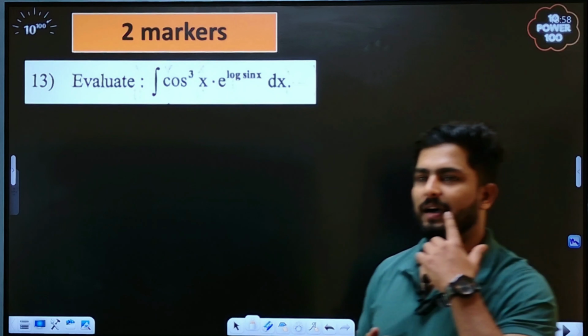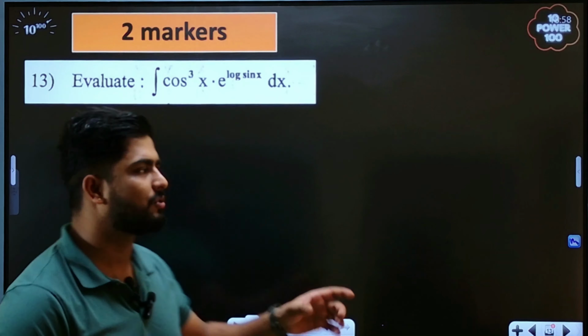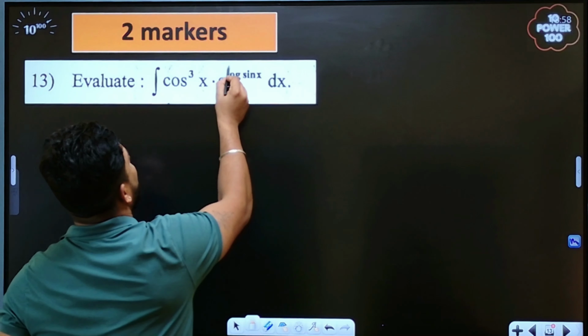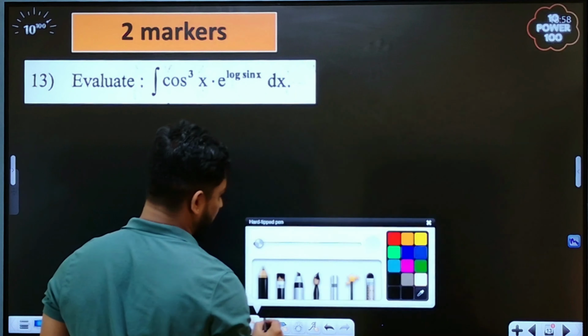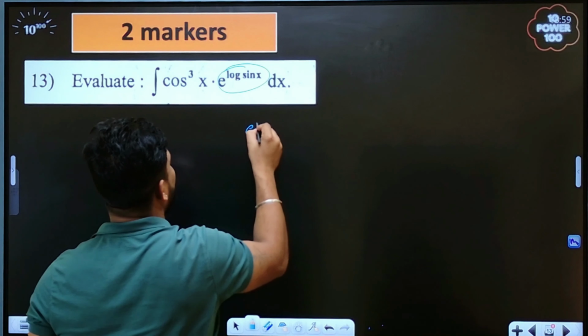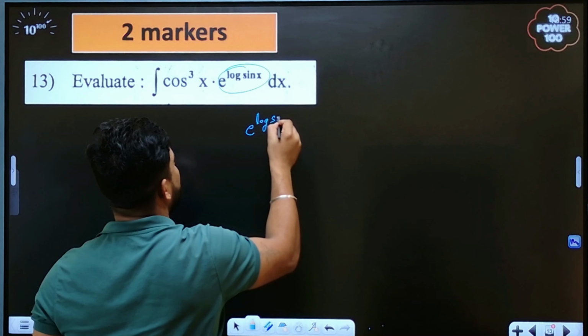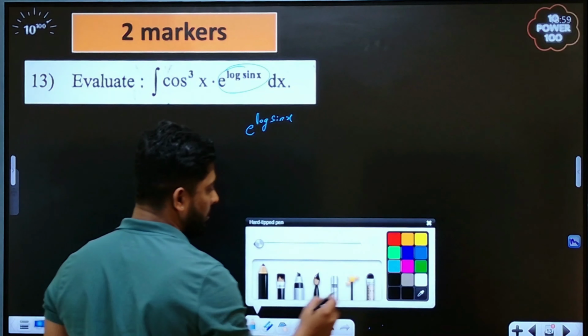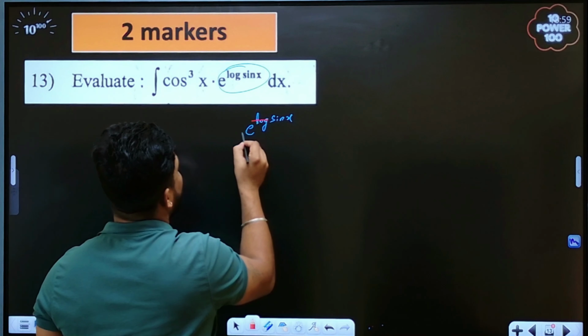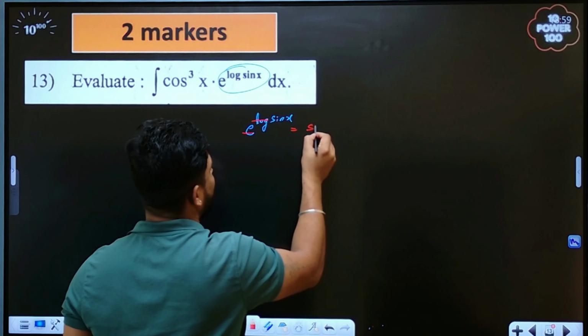So very simple. It looks like we have to use by parts for this, but trust me, it is not using by parts. Look at this, e to the power log sin x is there. When you know that exponential and log together, we can cancel log and exponential, so this becomes only sin x, correct?